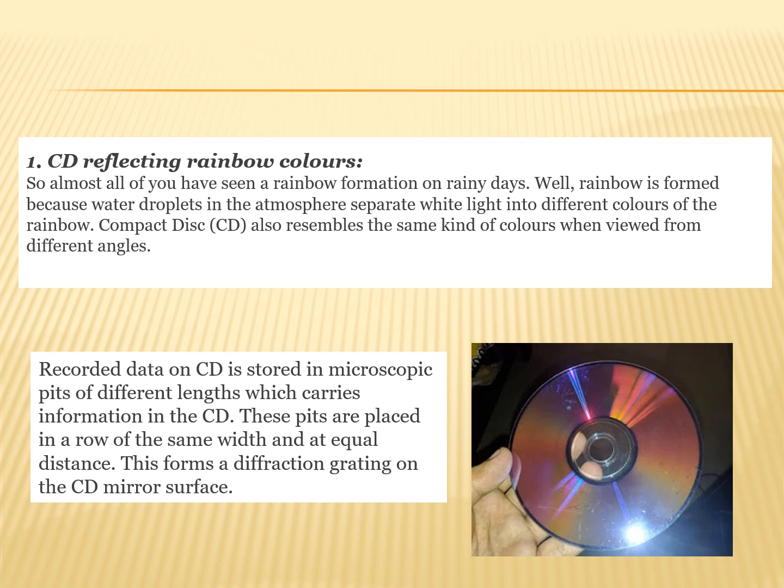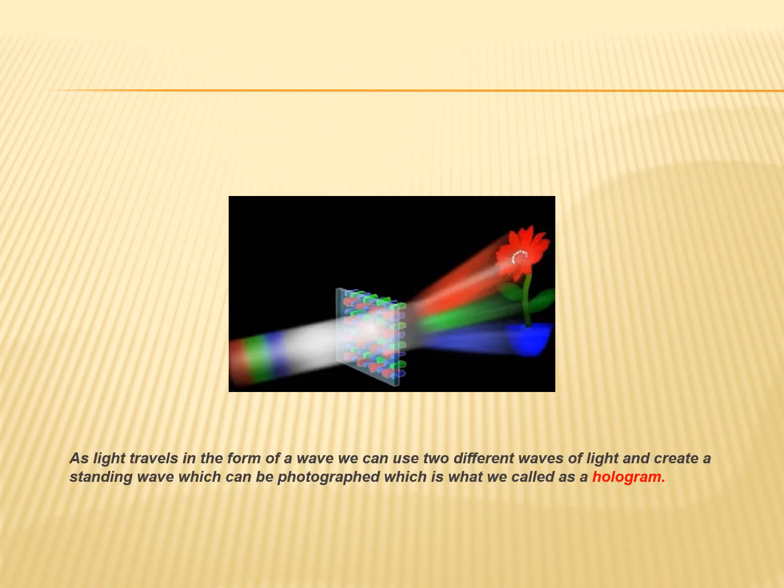Recorded data on a CD is stored in microscopic pits of different lengths which carry information in the CD. These pits are placed in a row of the same width and at equal distance. This forms a diffraction grating on the CD mirror surface.